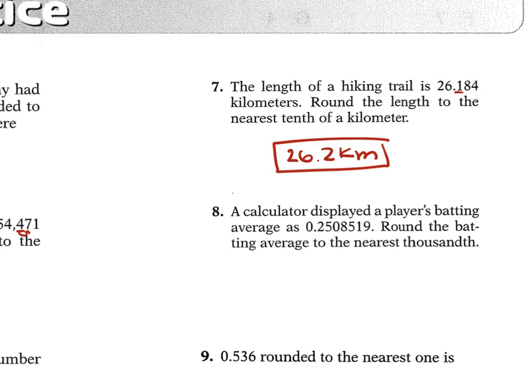For 8, it says a calculator displayed a player's batting average as 0.2508519. Round the batting average to the nearest thousandth. So we have the tenth place, hundredths, thousandths. So that's the 0. The number to the right of it is greater than 5. So this is going to be 0.251.